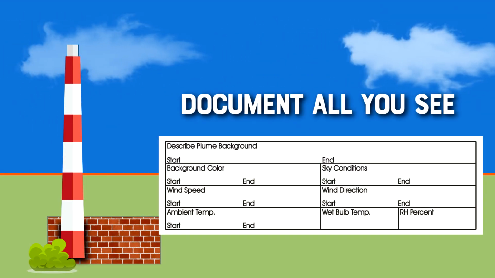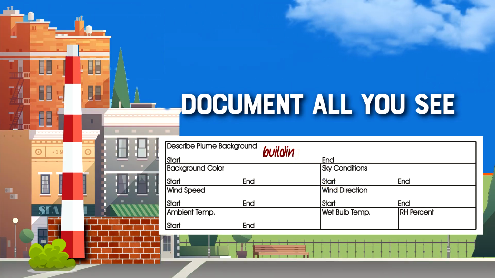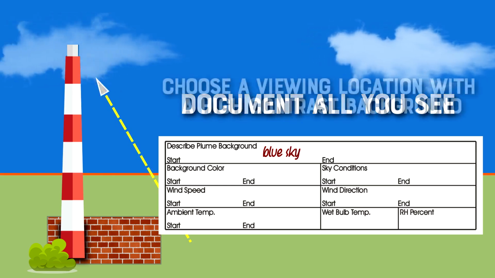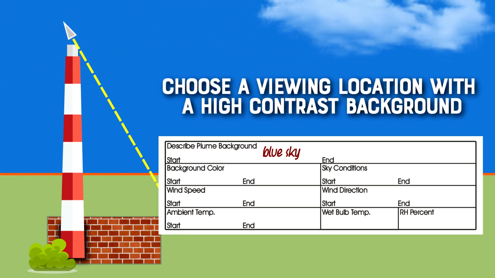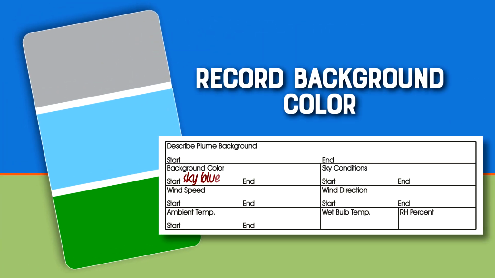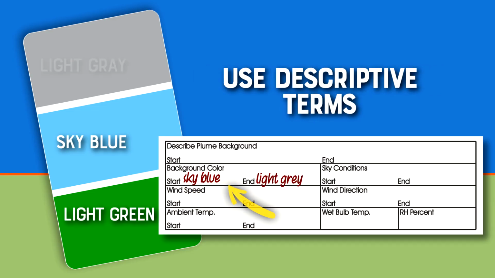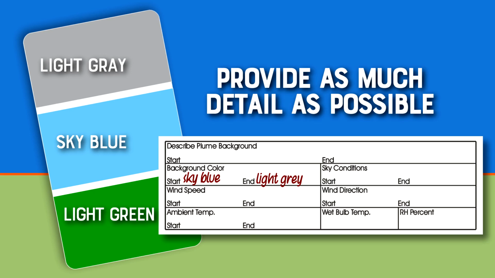Document what appears behind the plume, such as trees, sky, or buildings, as the plume background. Select an observation position that provides a high contrast between the plume and its background whenever possible. Record the specific background color using descriptive terms like light green, sky blue, or gray clouds. Greater detail provides more confidence in the observation documentation.